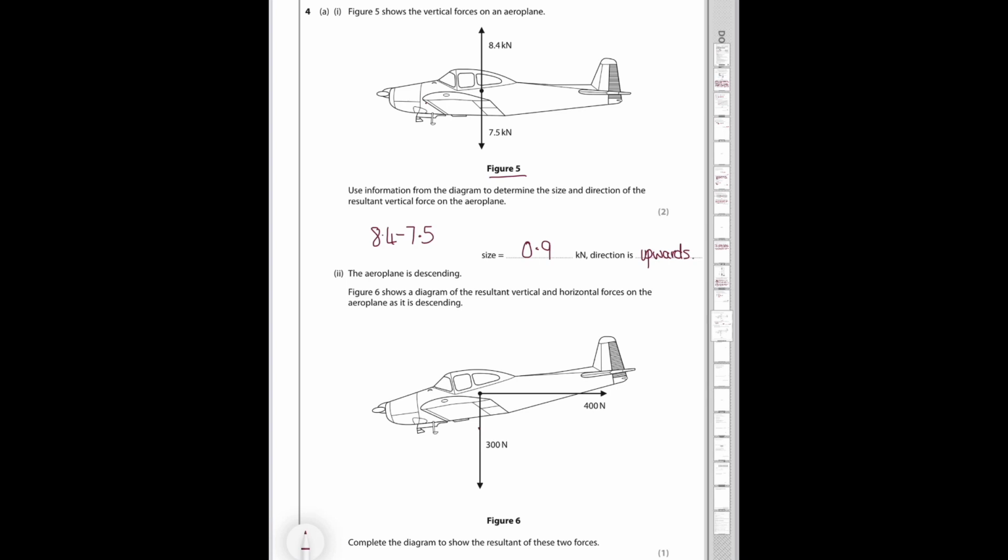Now for part 2, the aeroplane is descending. Figure 6 shows a diagram of the resultant vertical and horizontal forces on the aeroplane as it's descending. Complete the diagram to show the resultant force of these two forces.